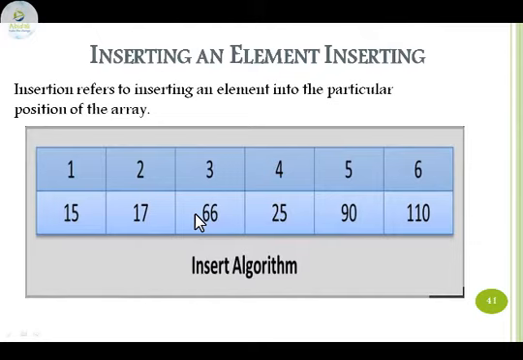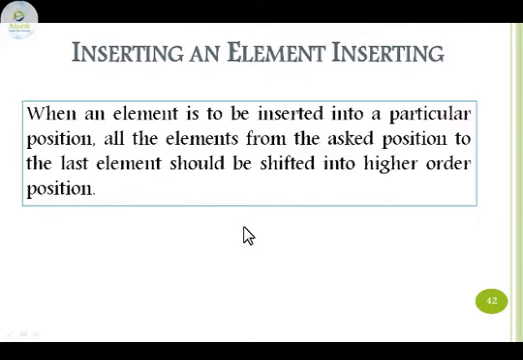So how are the elements being shifted? From the lower order elements to the higher order elements. See, the lower order elements, that is 5 is shifted to 6, 4 is shifted to 5, 3 is shifted to 4, then I'll get a vacant place at the given or asked position. That is how the algorithm will work.